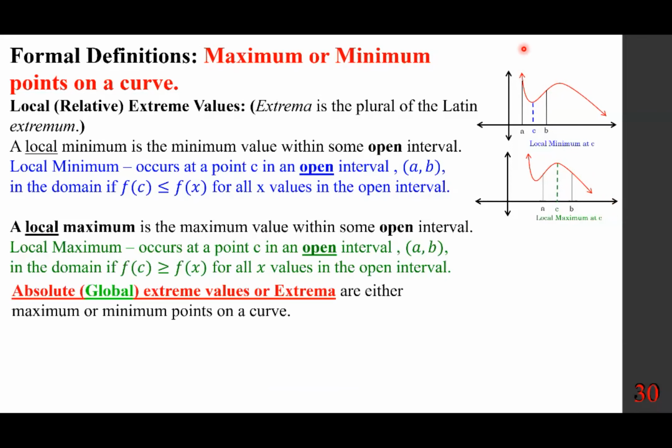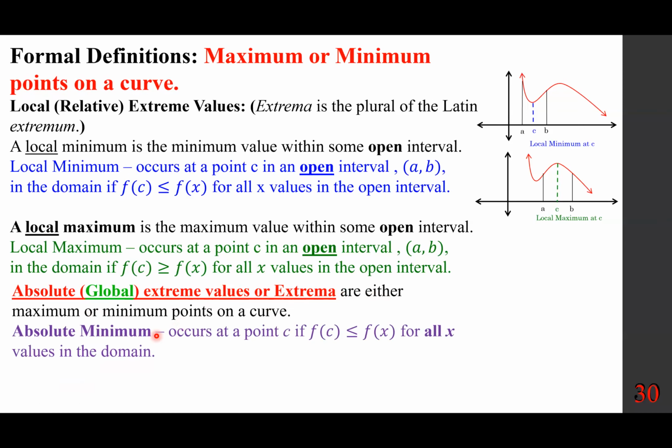Whereas absolute or global refers to the entire domain. Therefore, absolute or global extreme values, or extrema, are either maximum or minimum points on a curve. An absolute minimum occurs at the point c if f of c is less than or equal to f of x for all, and that's the key, all x values in the domain. As you can see, I want you to recognize peaks and valleys are your local extrema. So this is the local min. It so happened to be an absolute min as well.